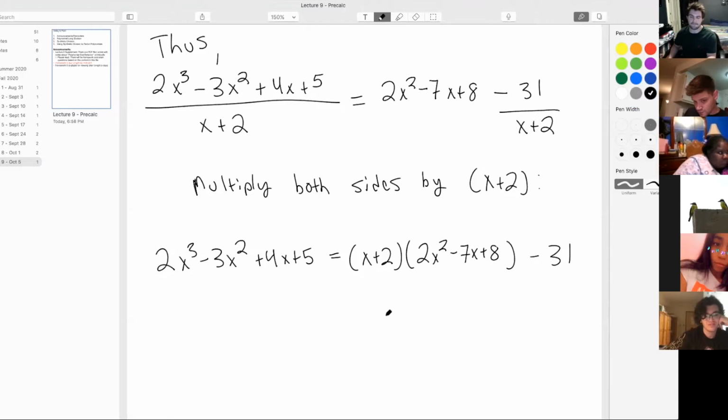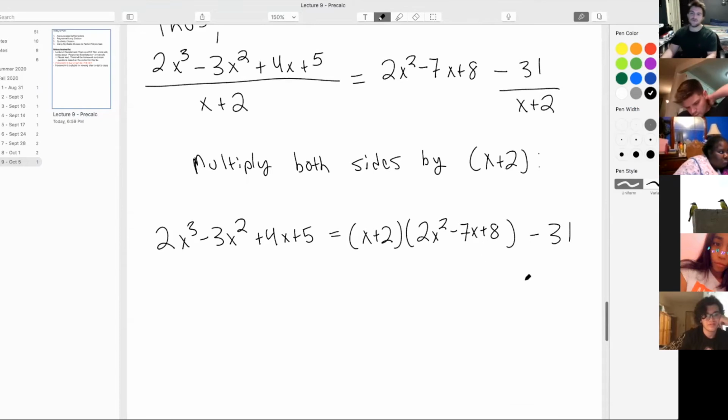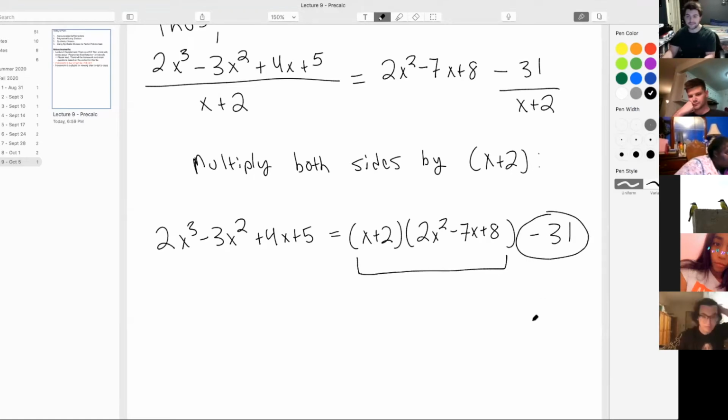So here's another thing to think about. Look at what prevented us from factorizing this polynomial, 2x cubed minus 3x squared plus 4x plus 5. What prevented us from getting a pure factorization? It was this remainder. If that remainder was not there, we would have factorized this third degree polynomial. So this is something to come. If the remainder is 0, we can actually obtain a nice factorization via polynomial long division.